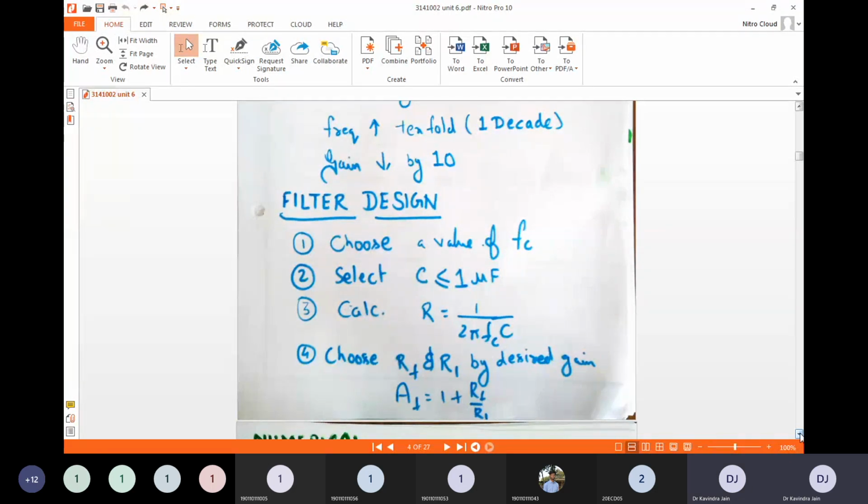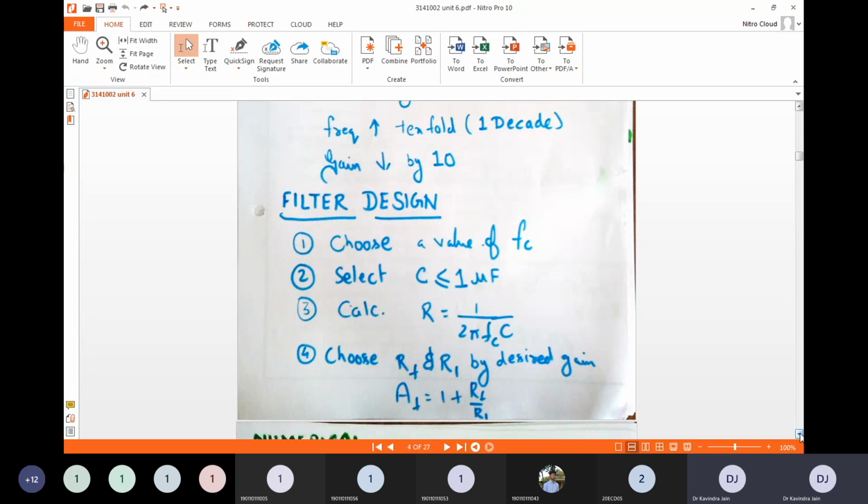AF is equal to 2. So 2 is equal to 1 plus RF upon R1. If I say 2 is equal to 1 plus RF upon R1, that clearly means R1 is equal to RF. So let us assume or choose a value of R1 and RF. Let R1 and RF be equal to 10 kilo ohm.